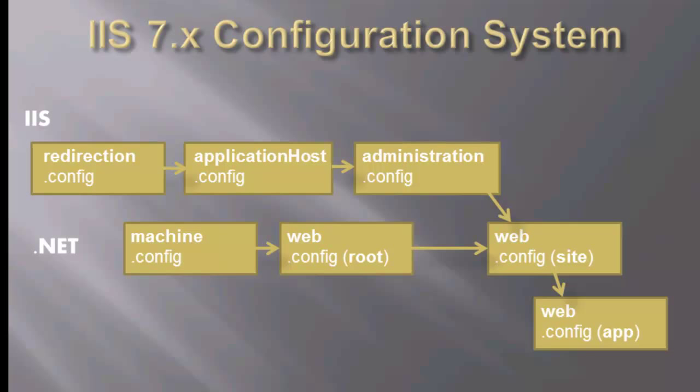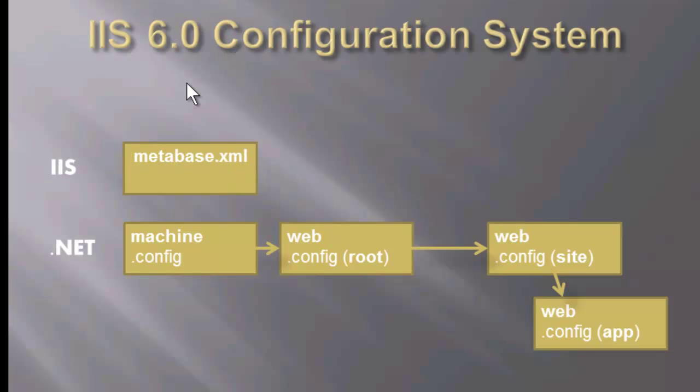So let's go back in time to understand IIS 6 better. In IIS 6 we really had two paths. We had the IIS path and kind of the .NET path. Everything related to IIS lives in this one file, metabase.xml. You have site configuration, your app pools, MIME types, compression, various settings like default documents, everything like that lived in one and only one file.